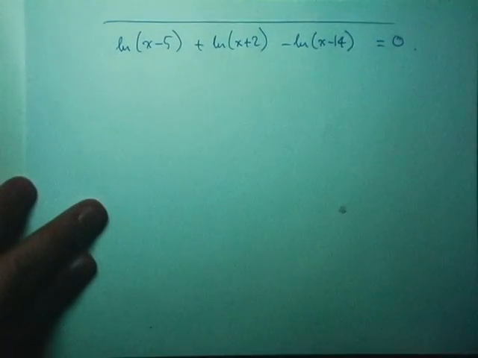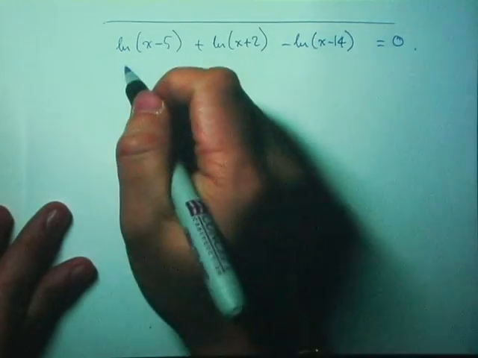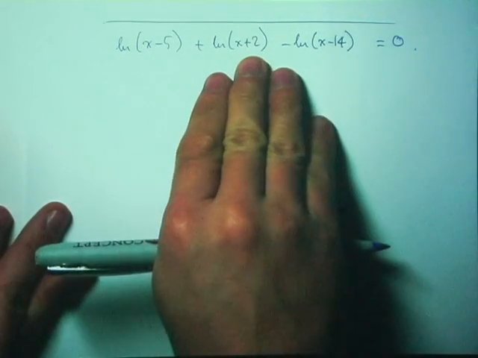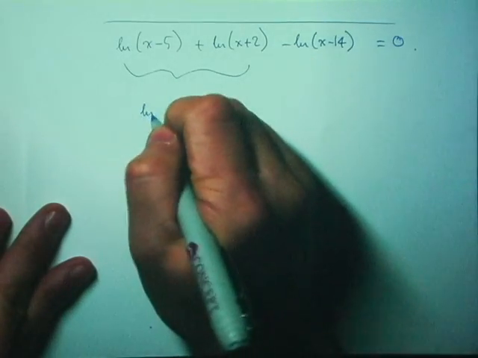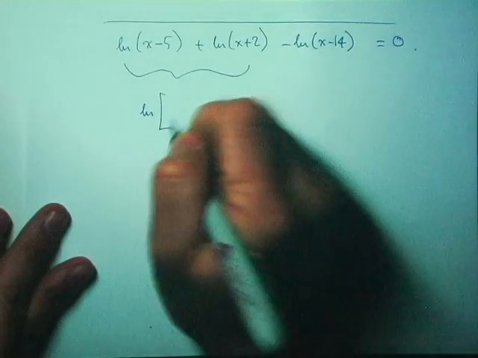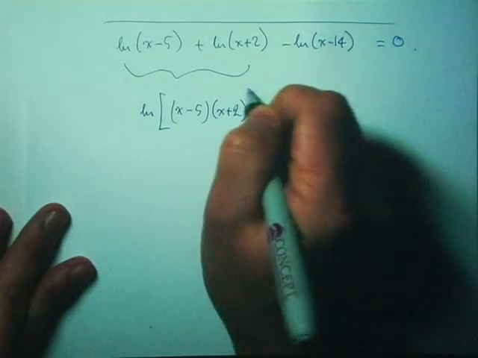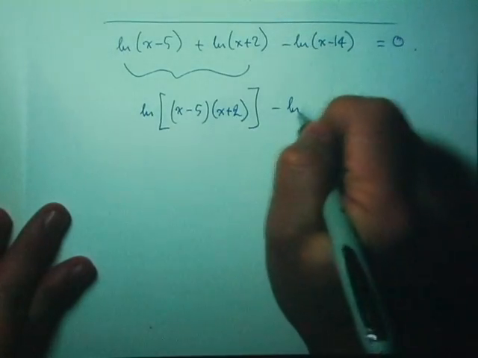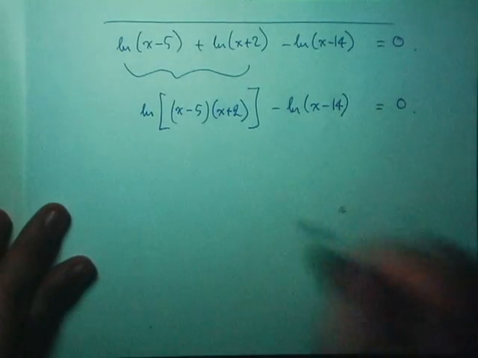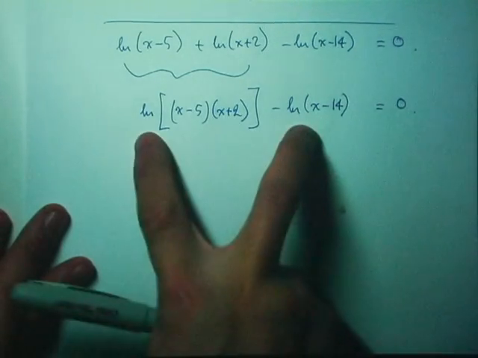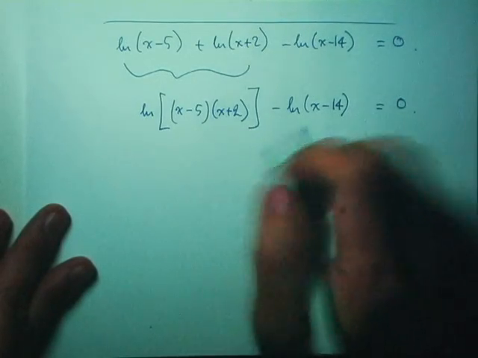All right. And so now I'm having all three log terms on the one side. Now I can just simply, using the same trick I had in the earlier problems, okay? These two, I can bring them into one log, combine them into one log. So I have natural log of x minus 5 times x plus 2, and then minus natural log of x minus 14, all equals 0. And now at this point, I took it down into two separate log terms. So now I can even combine it further.